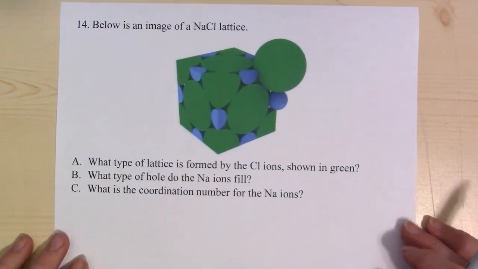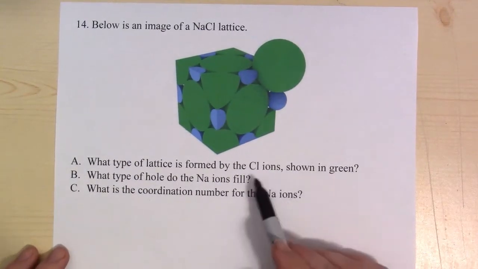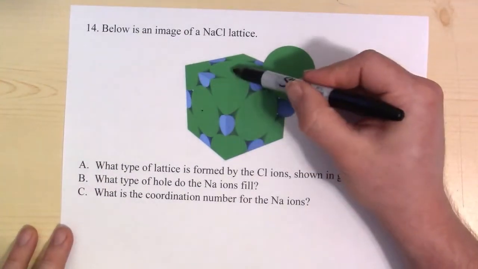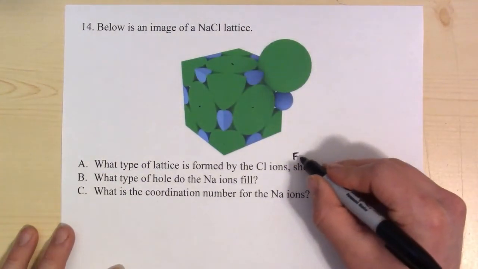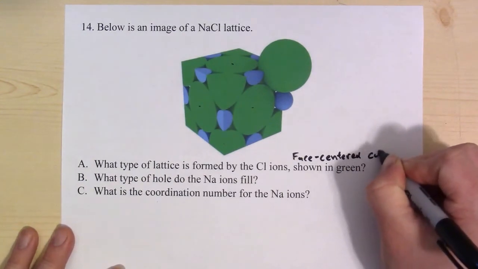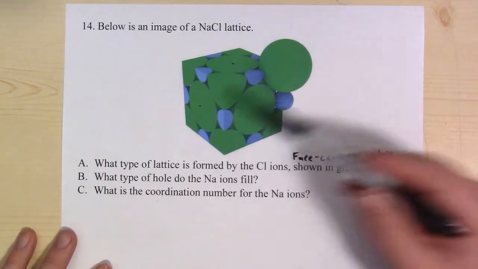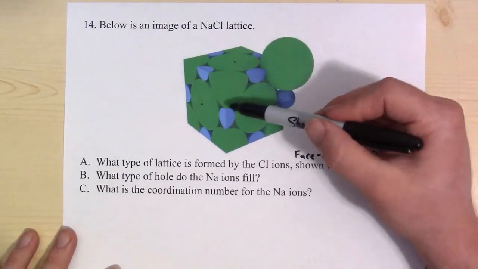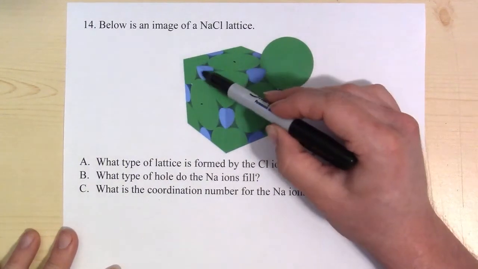So 14, again, same question. Now for the sodium chloride lattice, what type of lattice is formed by the chlorine ions, shown in green here? So here again we see that there's 1 on each face, 1 in each corner. So this is also a face-centered cubic. But now the sodium ions are not in the tetrahedral holes like we saw in the previous zinc sulfide example. They're now in between each of the chlorines on each of the edges here.